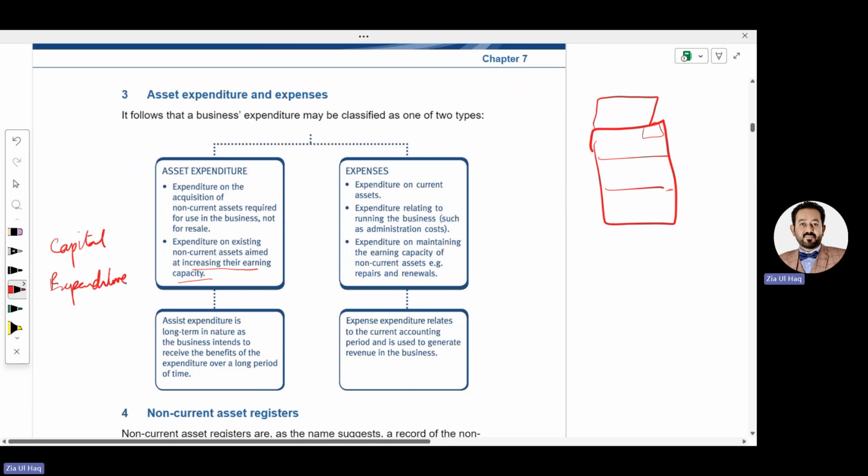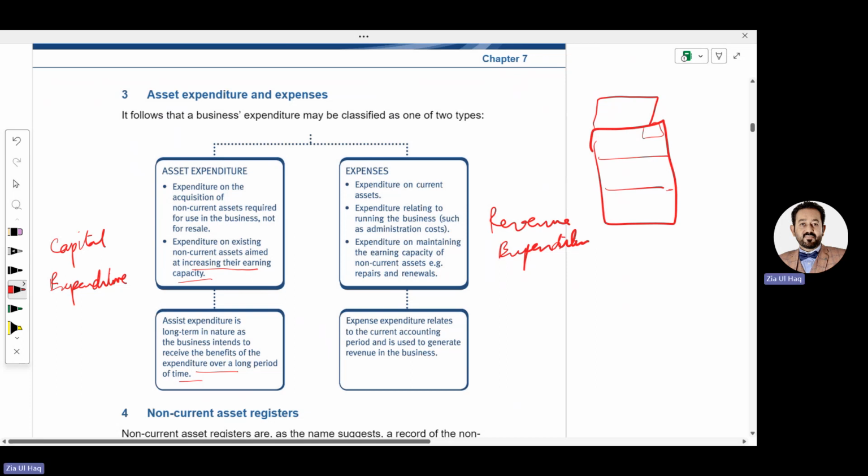What could be the other capital expenditure? Asset expenditure is long term in nature, as the business intends to receive the benefit of the expenditure over a long period of time. Any expenditure that will provide us benefit for more than 1 year will be called capital expenditure. What are revenue expenditures? That should be expensed out, meaning should not be capitalized as an asset.